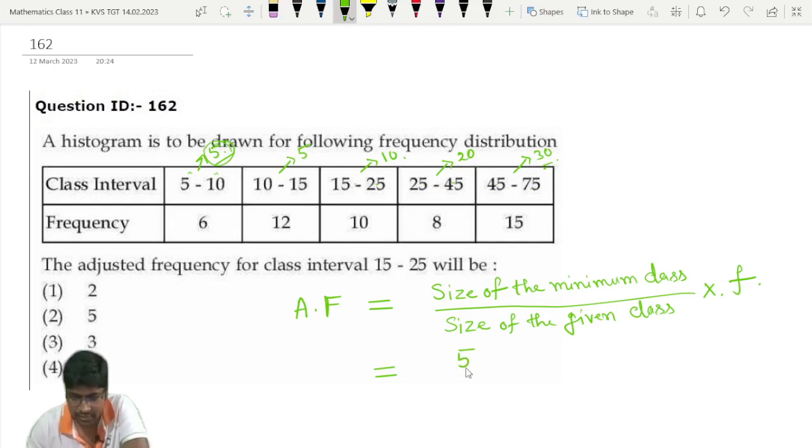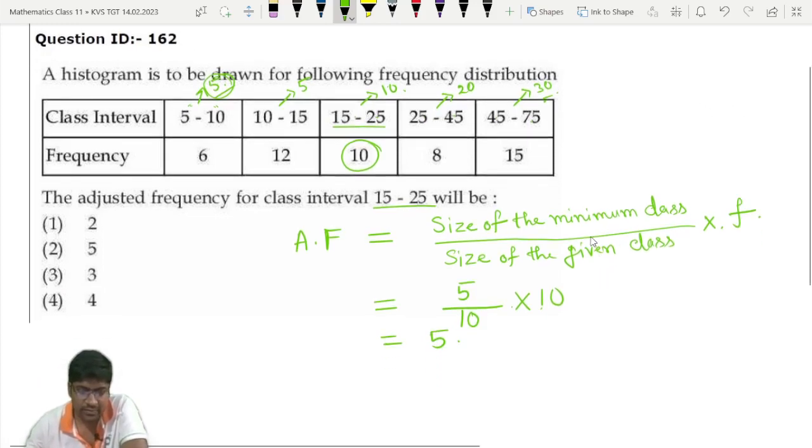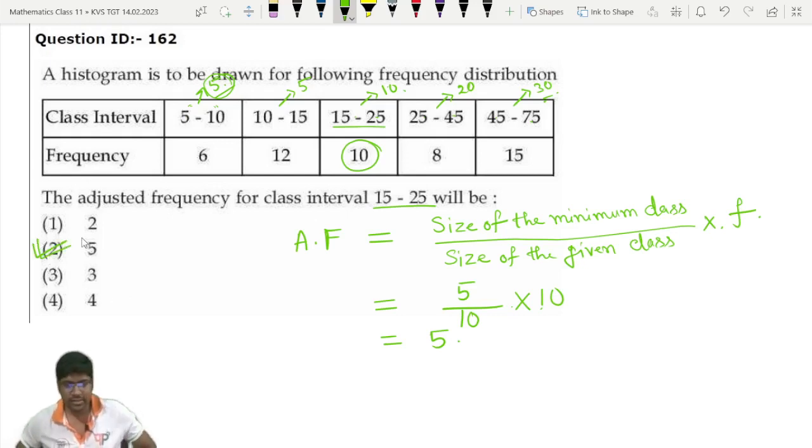So 5 I will write, and size of the given class. The given class interval is 15 to 25, so that is 10. 10 by 10 into frequency of the given class, which is 10. So 10 will be cancelled, and we will get 5. So the adjusted frequency for class interval 15 to 25 will be equal to 5. Option 2 is the correct answer.